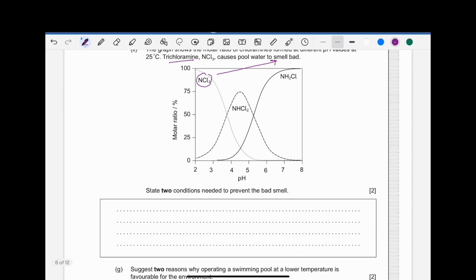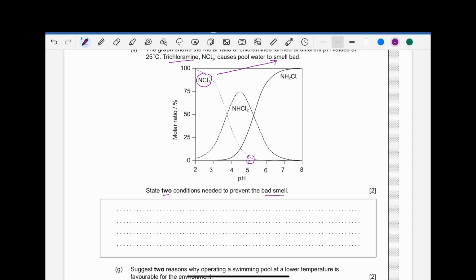State 2 conditions needed to prevent the bad smell. So we're looking for 2 conditions to prevent that bad smell. We want the lowest concentration of NCl3, and we also don't want that to be produced. If you look at the graph, that is where the concentration of NCl3 is lowest, moving even towards 0. So anything at pH greater than 5, that is where the concentration of NCl3 is at a minimum.